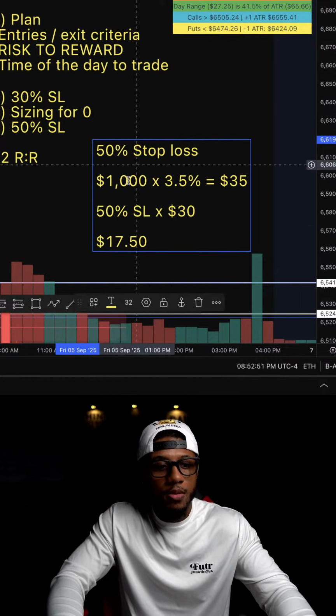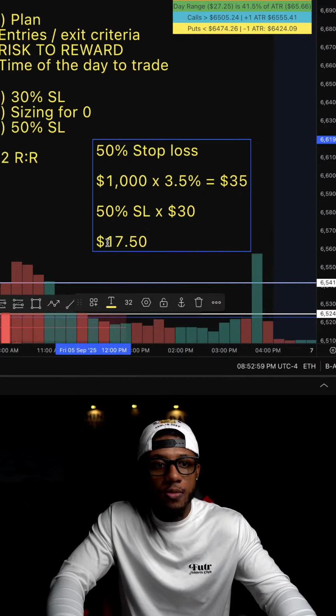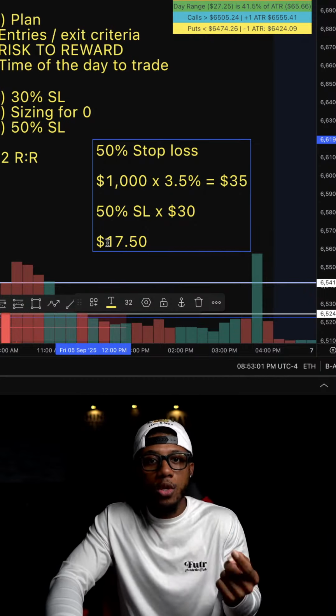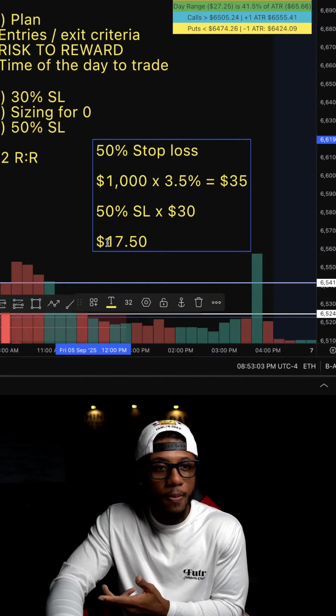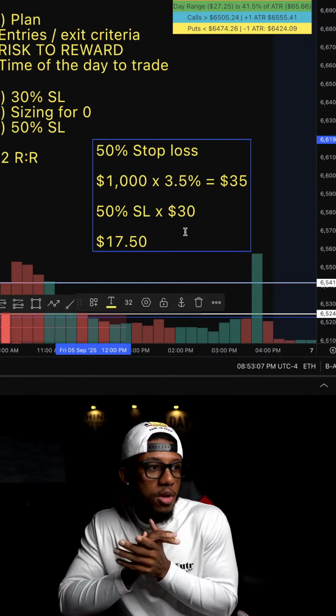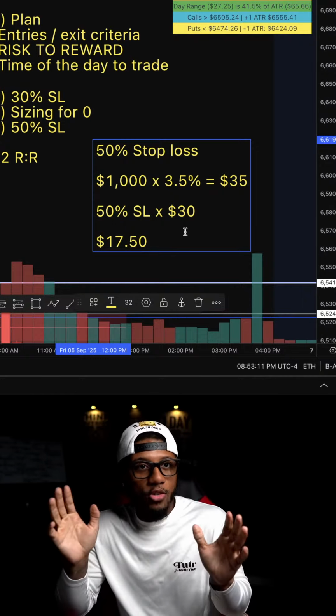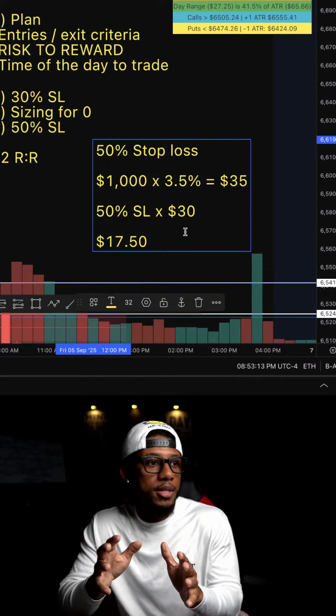Does this make sense? So if the trade goes 100%, I make $35. If the trade stops me out, I lose $17.50. This is a 1-to-2 risk to reward ratio. Does that make sense, guys? Is everybody tracking me? I know math can be a little difficult sometimes. But on a real note, is everyone paying attention right now?